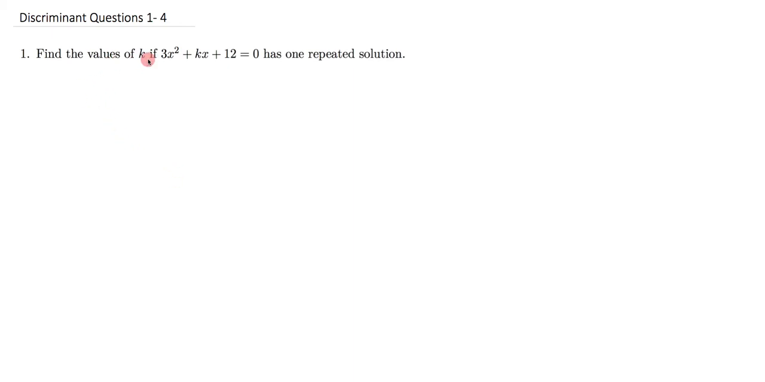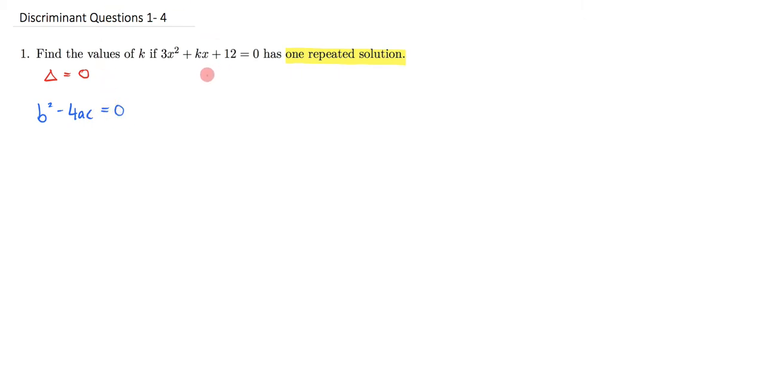Find the values of k if 3x squared plus kx plus 12 equals 0 has one repeated solution. The most important part of this question is the end, when we're told we have one repeated solution. So we know that our discriminant is going to be equal to 0. What I'm going to do next is write out my formula for the discriminant. This is b squared minus 4ac, and this is going to be equal to 0.